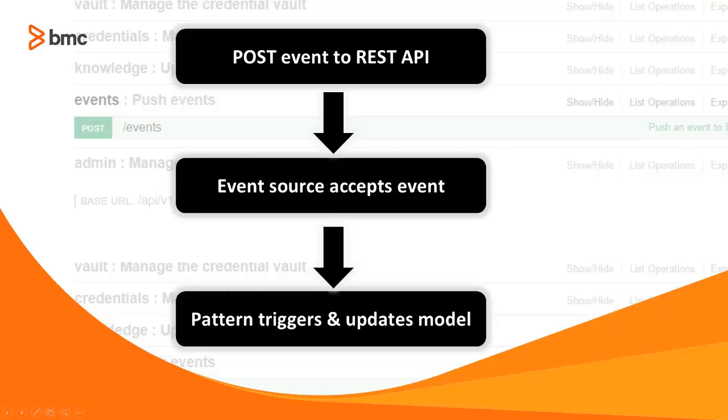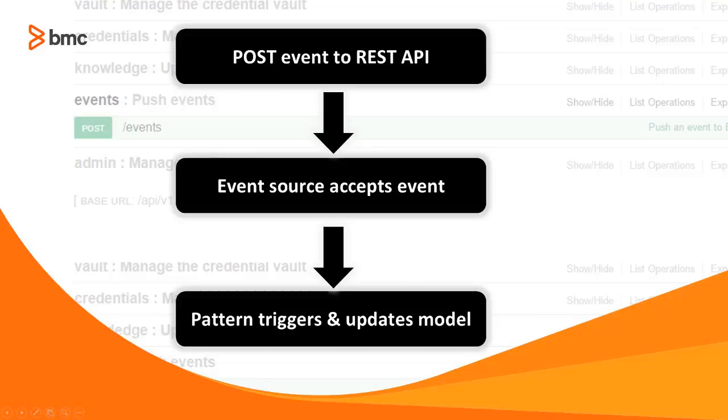So you know that something has changed in your environment, and you want to send that knowledge into BMC Discovery. So the way you package that up is in what we're calling an event. And the way you send that event into our system is to use our REST API. So it was lucky that that came out in the same release as events.